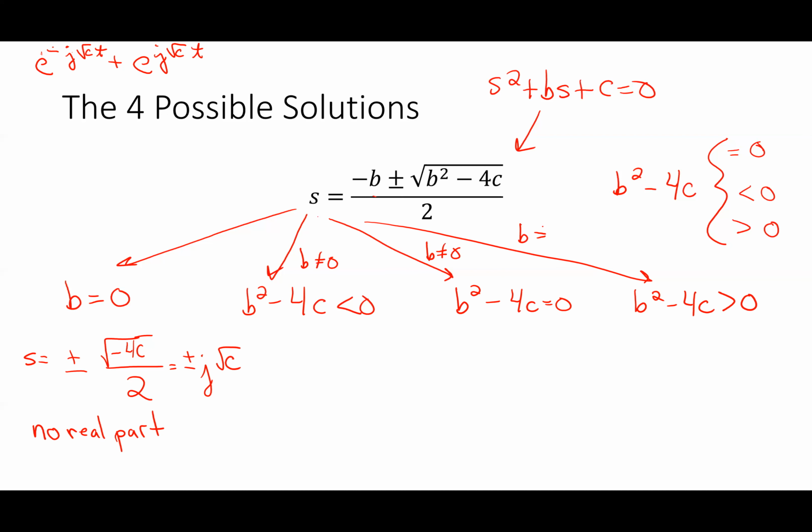You'll have complex roots with real and imaginary parts. Yep, these will be complex. So these had no imaginary part. This one was complex. If b squared minus 4c is equal to zero, what's true about the two roots of that equation? What are they?